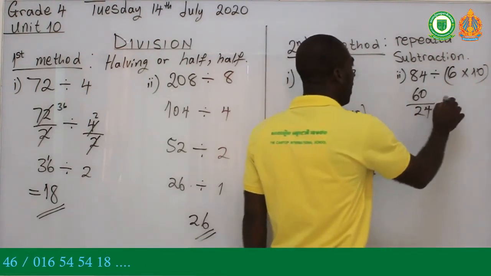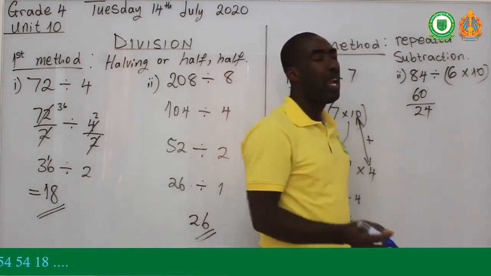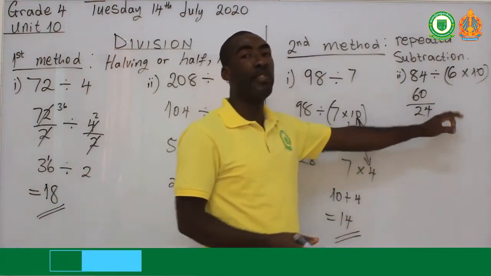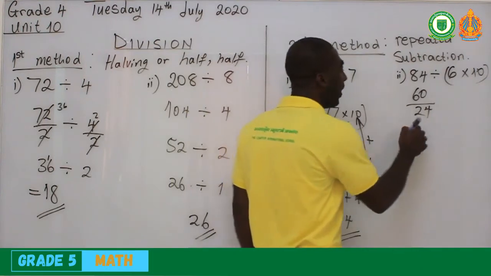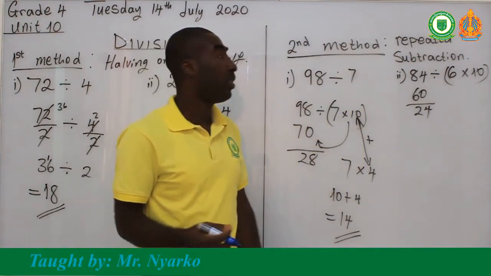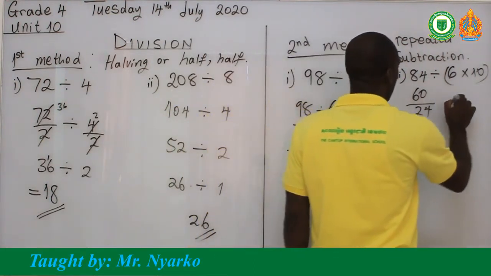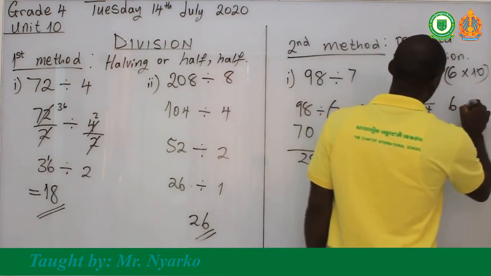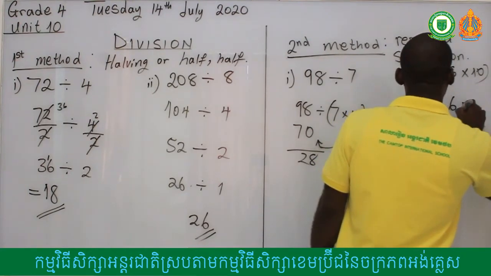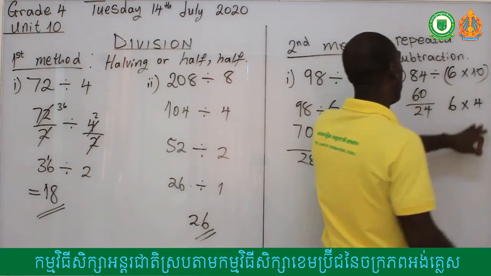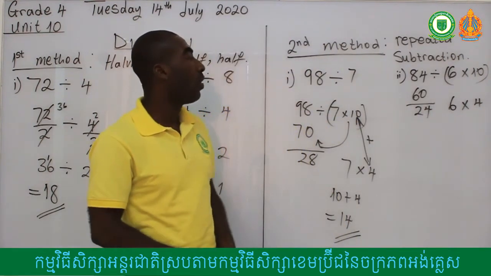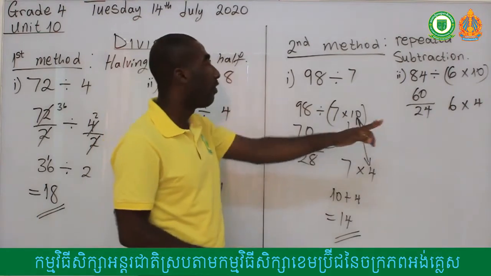Okay, so now the next question is that how many 6 can you find in 24? Okay, so that will be 6 times 4, right? So 6 times 4 will give us 24.